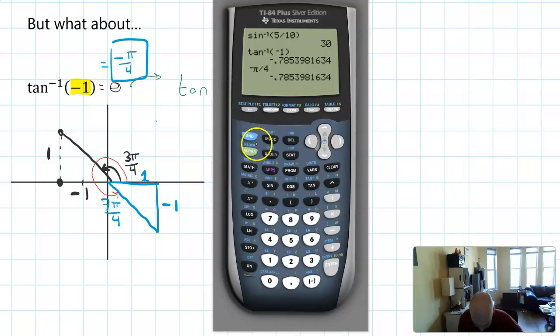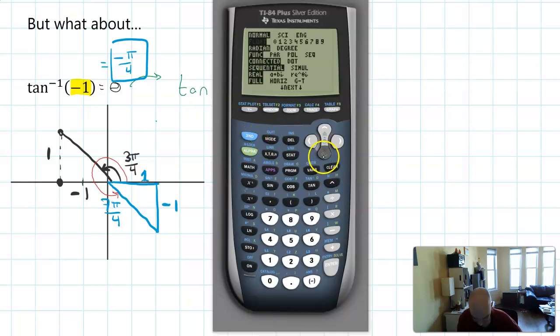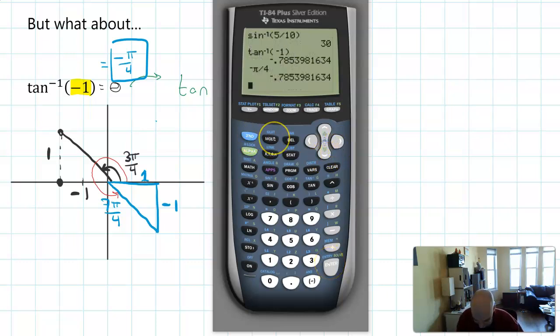Oh, and just to prove something to you, there's nothing special about being in radians. This is not an issue that has to do anything with radians. I can be in degrees here, and I can do tangent inverse of -1, same problem. And I get -45 degrees instead of positive 315 degrees. So it's not an issue of degrees and radians. It's an issue of how these inverse functions are defined as functions and how they're programmed into the calculator.